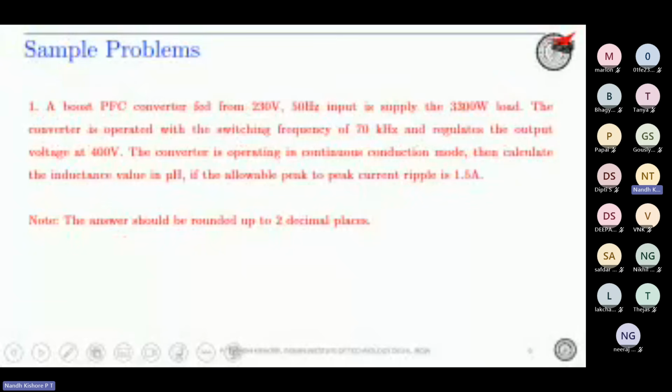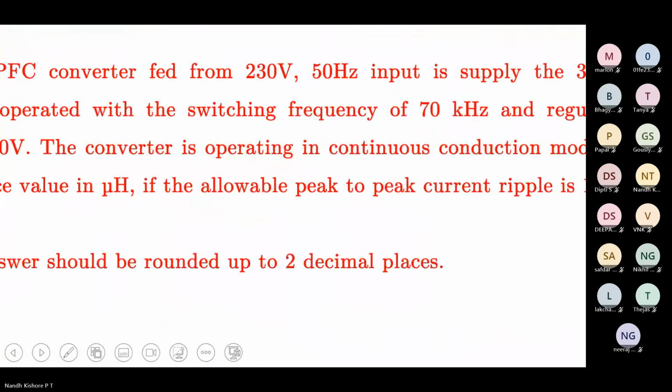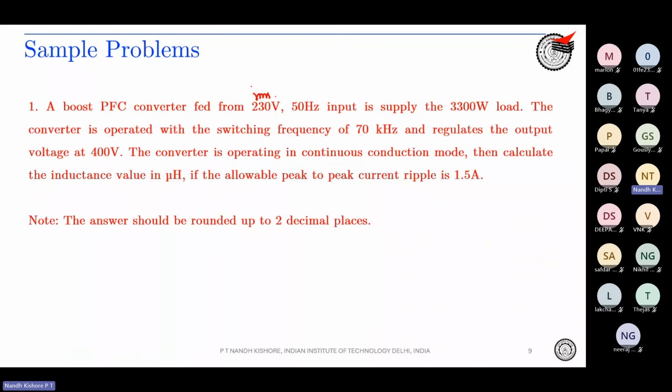Okay, so see the question. A boost PFC converter fed from 230 volt 50 hertz input. Remember that 230 volts is your RMS. V peak is 230 root 2 volts. 50 hertz supply input to supply the 3.3 kilowatt load. I was just talking about a standard rating. So they have given that your P out is 3.3 kilowatt.